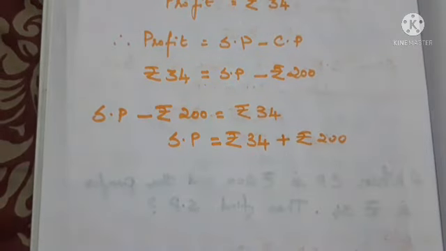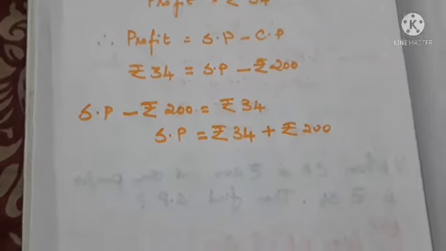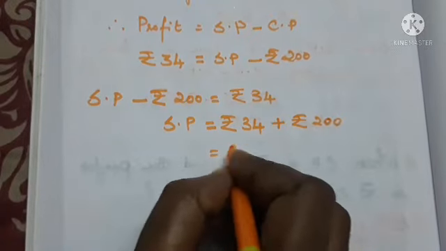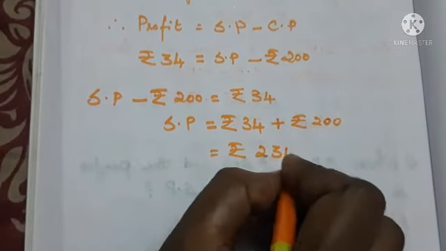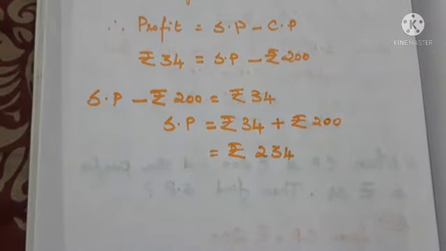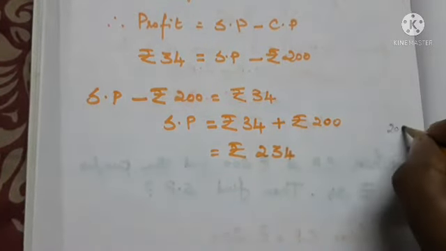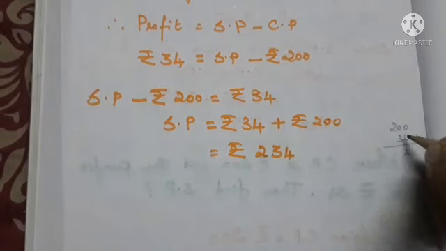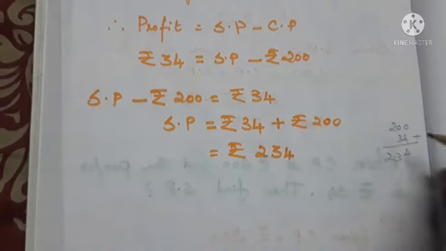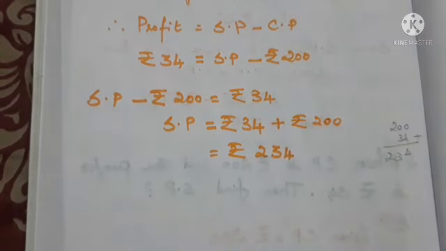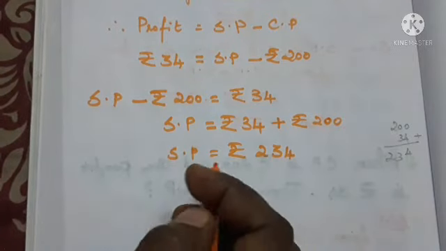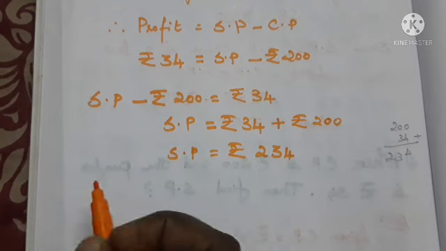So now we have SP is equal to rupees 34 plus rupees 200. If you add rupees 200 and rupees 34, you will get rupees 234. Just we can do it as rough work. If you add 200 plus 34, 0 plus 4 is 4, 0 plus 3 is 3, and 2 we have. So we will get the answer as rupees 234 is the selling price. So SP is equal to what? Rupees 234. I understood this.